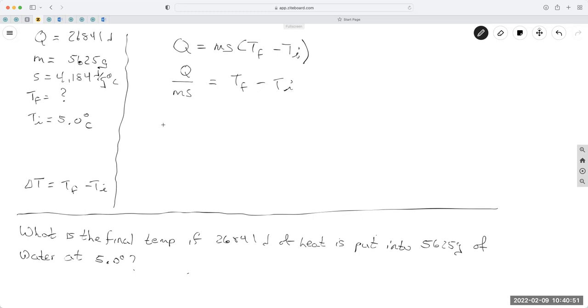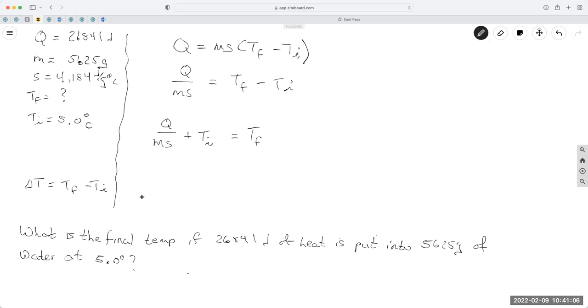And then if I want TF on its own, I'm going to add TI to each side. So Q over MS plus TI will be TF. All right, so now I'm going to start plugging in numbers.